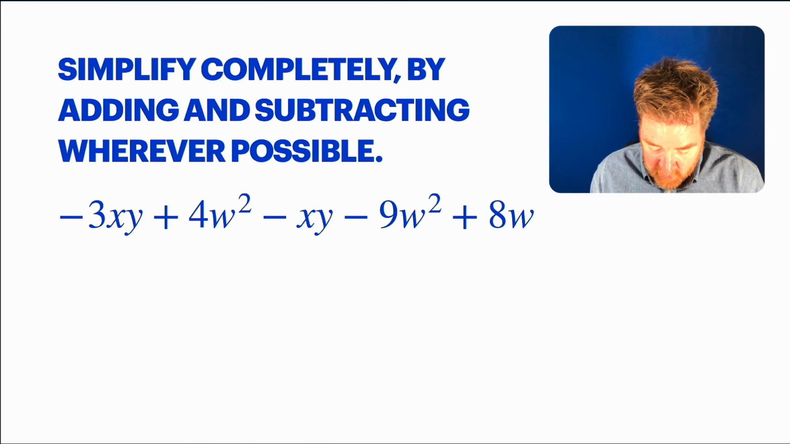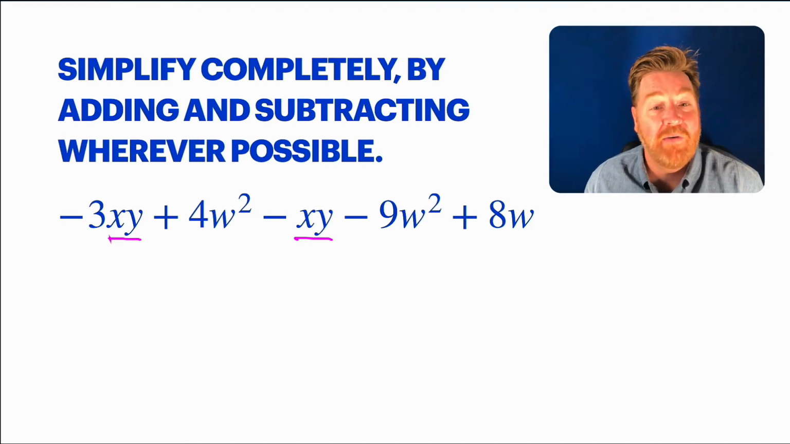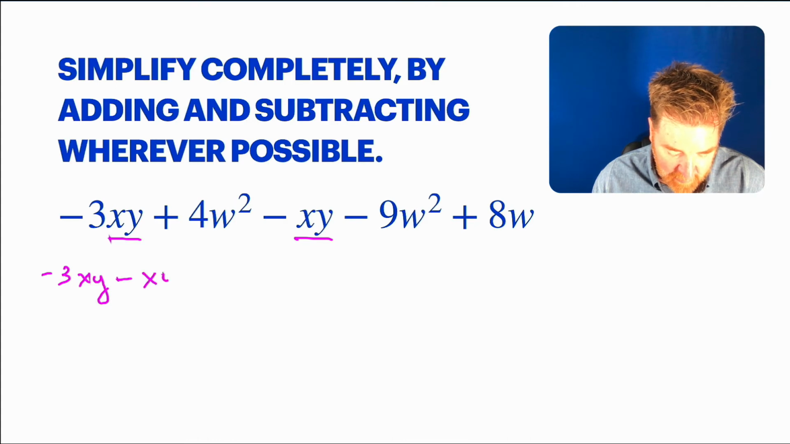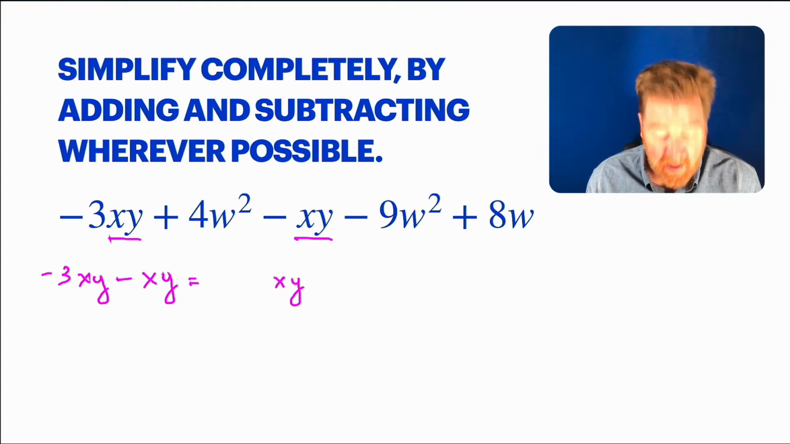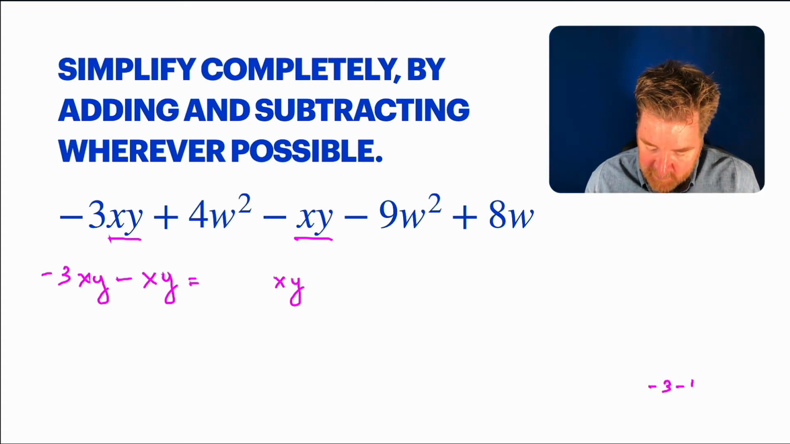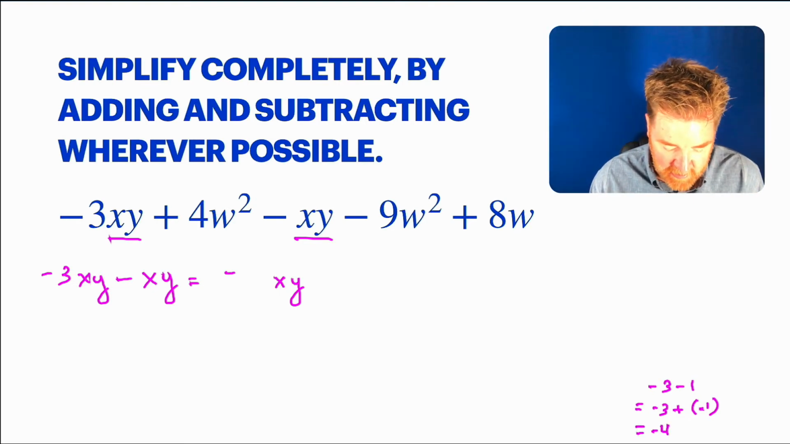So let's start with negative 3xy's. You see any other xy's in there? I do. Yeah, right there. So we have negative 3xy minus xy. So we know that that's going to be some amount of xy's, right? How many? Well, let me come all the way over here. We have negative 3 minus 1, right? So that's the same as negative 3 plus 1's opposite, negative 1. And that's just negative 4, isn't it?